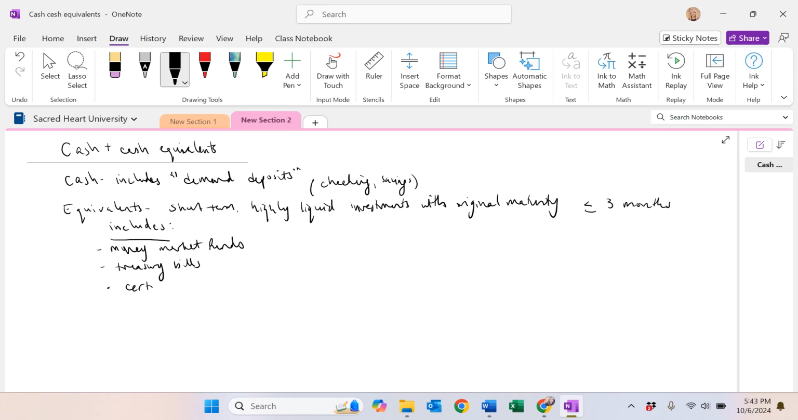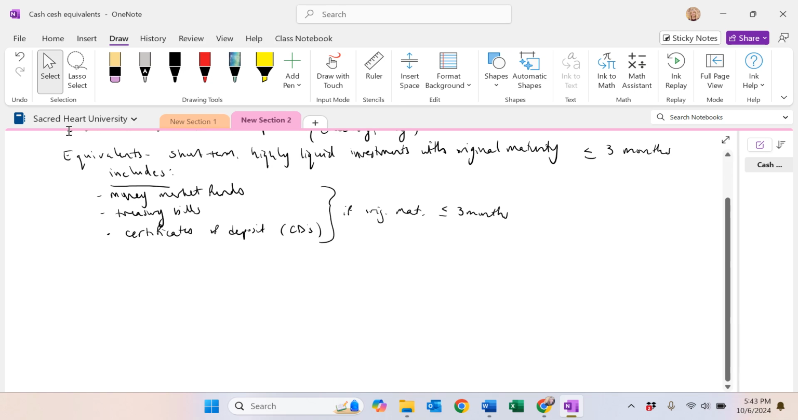Certificates of deposit, often referred to as CDs, and these three again, if original maturity is less than or equal to 3 months. Okay, let's talk about a few additional items. Deposits held as compensating balances that are not legally restricted.